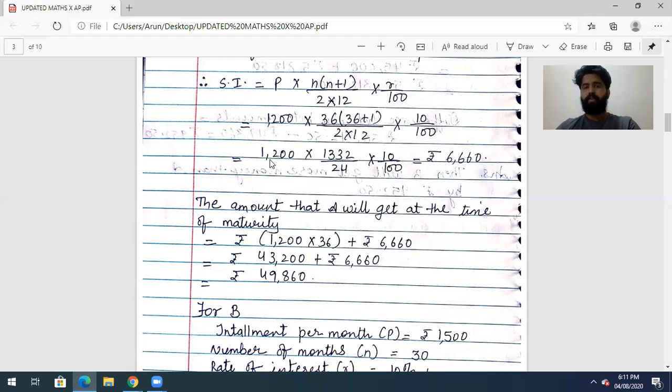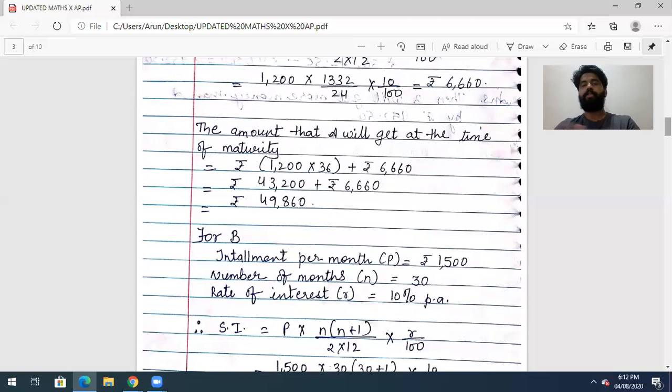So we get 1200 into 36 into 37 gives us 1332 upon 2 12s are 24 into 10 upon 100. 0 and 0 get cancelled. This 1 0 and this 1 0 gets cancelled. 24 ones are 24, fives are. So after calculations, we get rupees 6,660. So this is the interest जो A को मिलेगा.